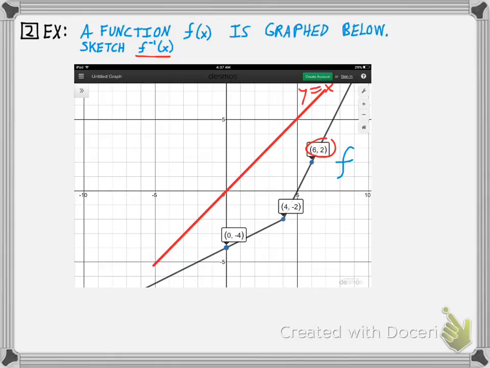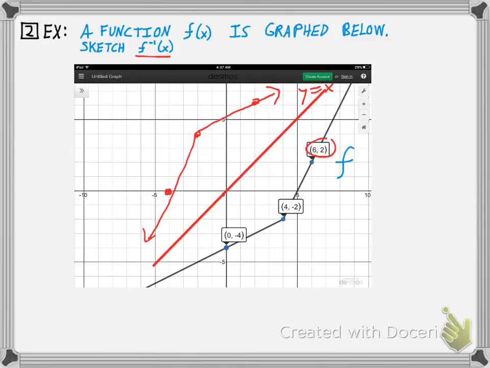So 2, 6 is going to become 6, 2. And 4, -2 is going to become -2, 4. And 0, -4 is going to become -4, 0. I want to sketch my graph of f inverse. I'm thinking about every single point on the graph of f being reflected through this line, and I'll do my best to think about what that would look like.